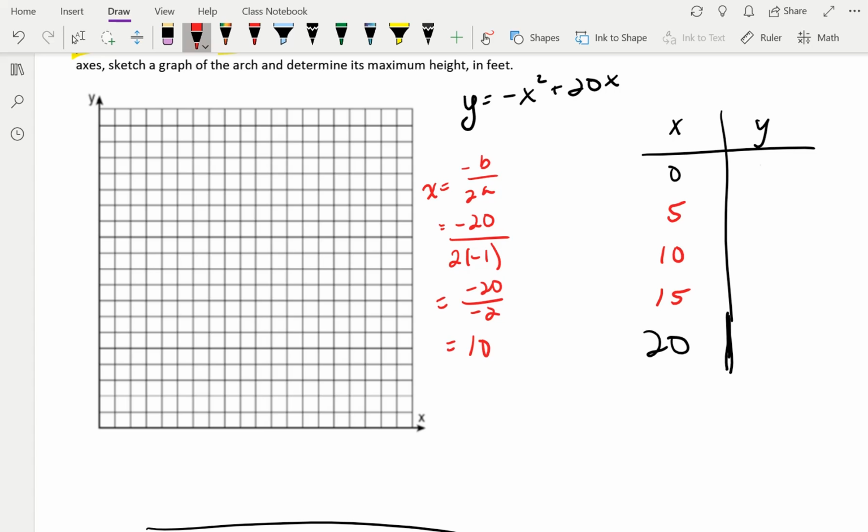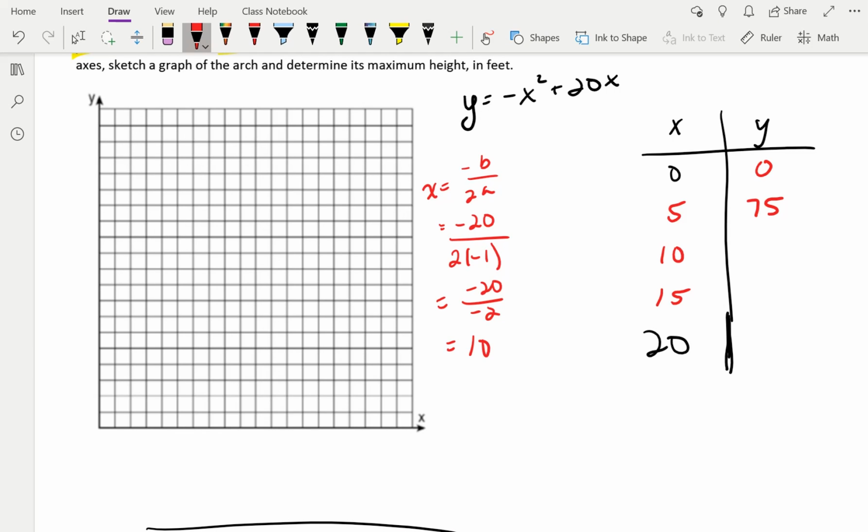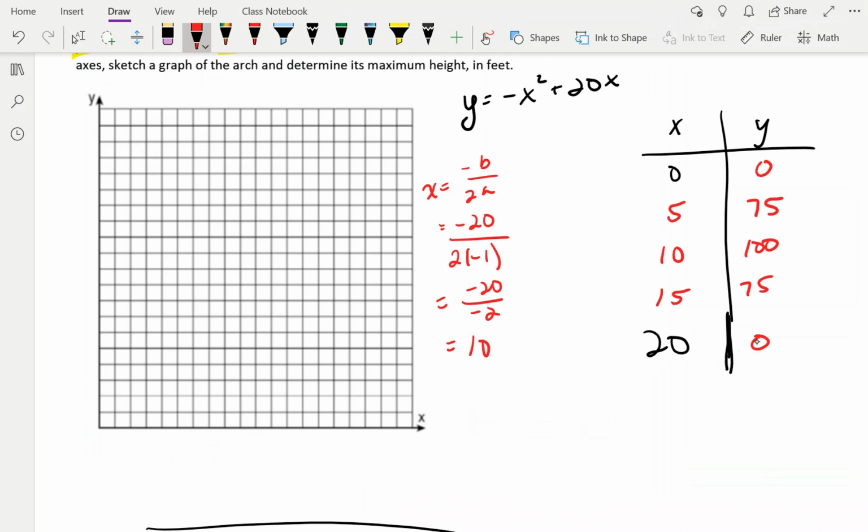We know 0, 0 is a point and 5, 75. So let's look at the value at 10, which is 100, and at 15, which is 75. And now at 20, we will hope it would be 0 because we want the arch to meet the ground again, or else it would look like a really weird door. So we get 20, 0, and now we can plot these.